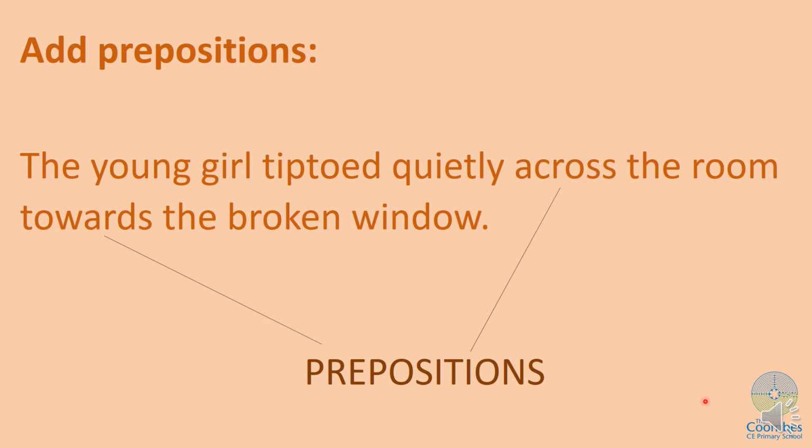So we could add some prepositions. You can already see our sentence is much longer. The new sentence says this: the young girl tiptoed quietly across the room towards the broken window. So by adding prepositions, I've extended my sentence and therefore been able to give the reader some more information. The prepositions I've chosen to use are across and towards. And my sentence is getting better all the time.